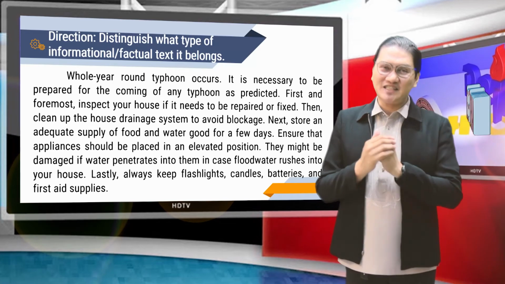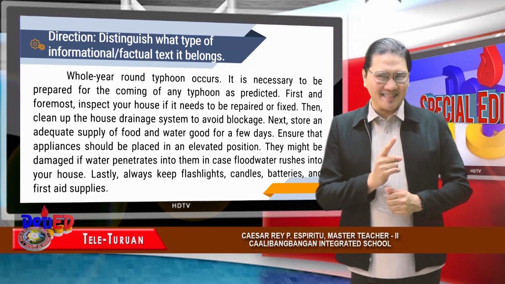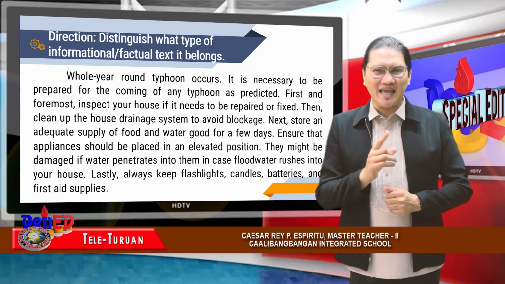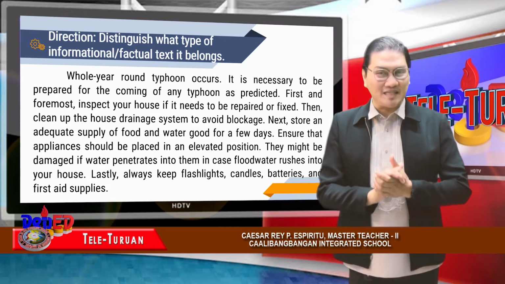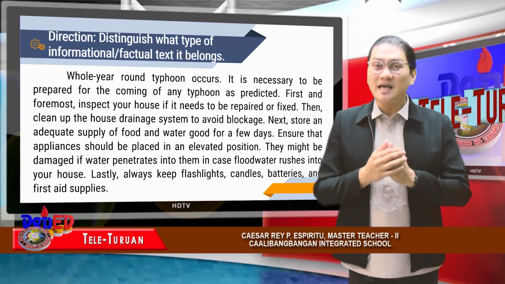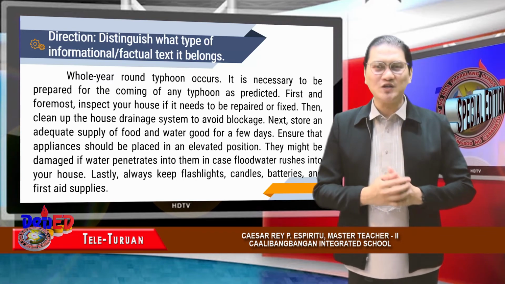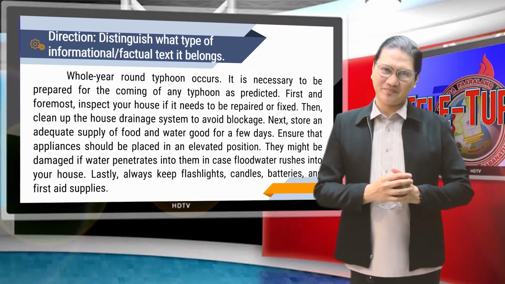Let me see your answers, children. Wow, you got it. This selection is an example of procedural text, simply because it provides step-by-step guidelines that describe how to complete a task.